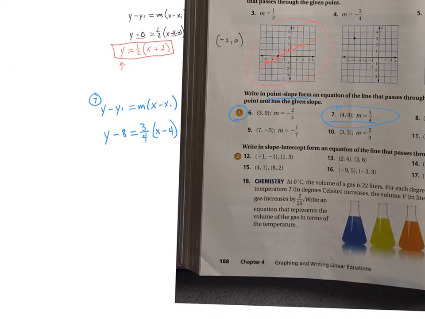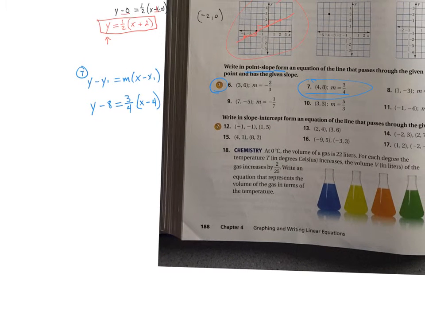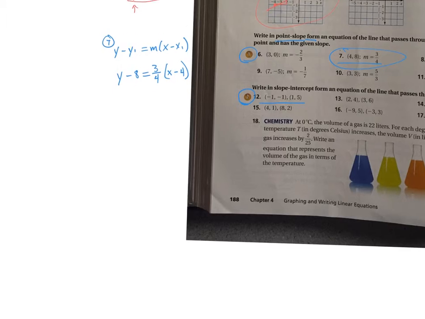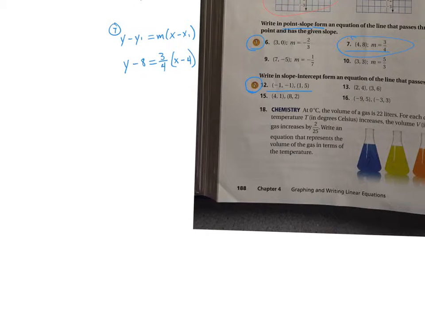That was really easy. And number 12, I'm going to do one of these. This is example 2. These ones are going to be a little more work because we have to find the slope and then put it in this other form. So here, I'm not going to do 12, I'm going to do 13.